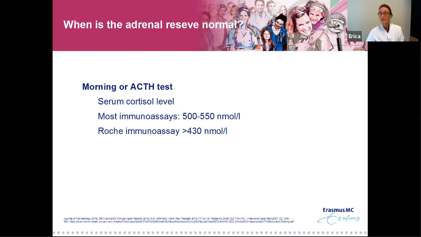So what do we do with the test result? Well, of course, it's difficult to give specific cutoffs for your lab, but in most labs, immunoassays are used. And then the cutoff of around a cortisol of above 500 to 550 is usually considered sufficient. For example, our lab uses the Roche immunoassay, which is also used a lot internationally, and that has a little bit lower cutoff of 430.